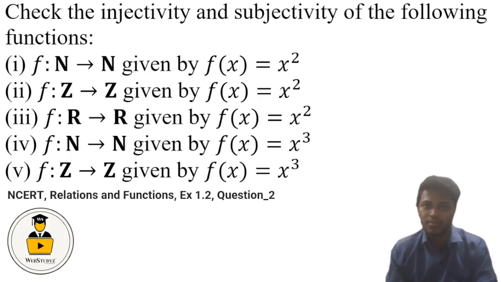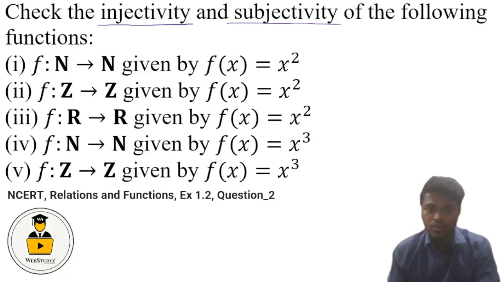Hello students, let us read this question. Check the injectivity and surjectivity of the following functions. So in this question, we have been given some functions and we have to check the injectivity or the surjectivity of the function. Now injectivity means whether the function is one-to-one or not, and surjectivity means whether the function is onto or not. So let us consider the first function.